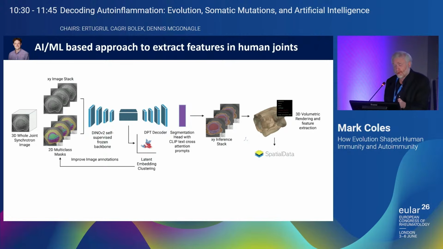And then this is run through a machine learning model, and what it allows us to do is create an XY inference stack of different cell types, and actually we can do additional information, which I'm not going to talk about today, when you bring different forms of imaging together. But you can create three-dimensional volumetric rendering of feature extraction using these automated AI-based platforms.